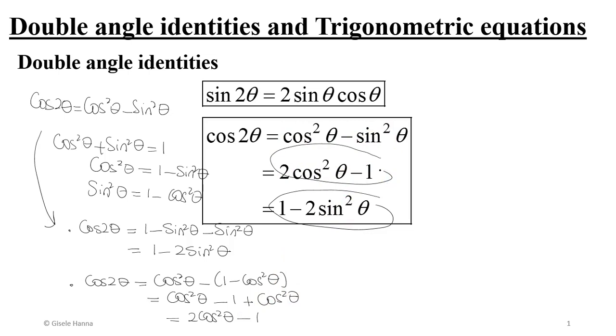So usually it really depends on the context which one to use for cosine 2 theta. If you're working with an equation where you only need it in terms of sine, in that case you'd use this one. If you're working with an equation where you need it in terms of cosine, in that case you'd use this identity. However, sine 2 theta has just one identity, and that is 2 sine theta cosine theta.